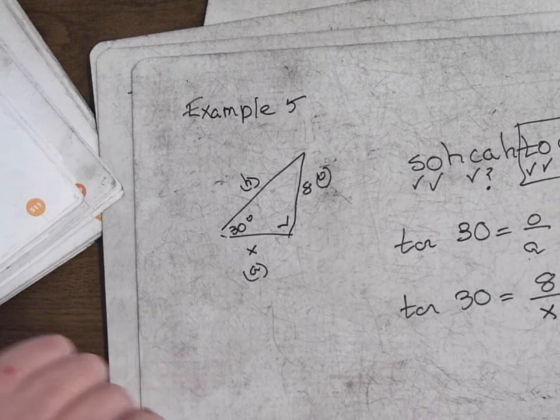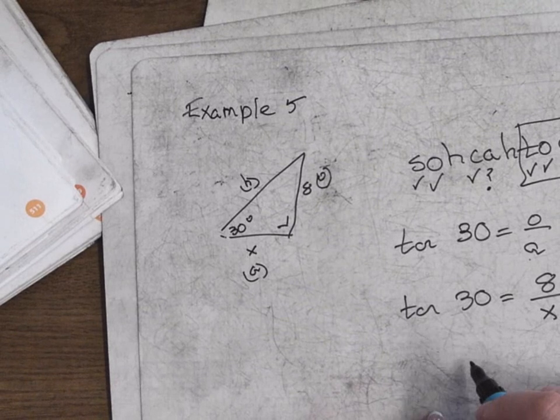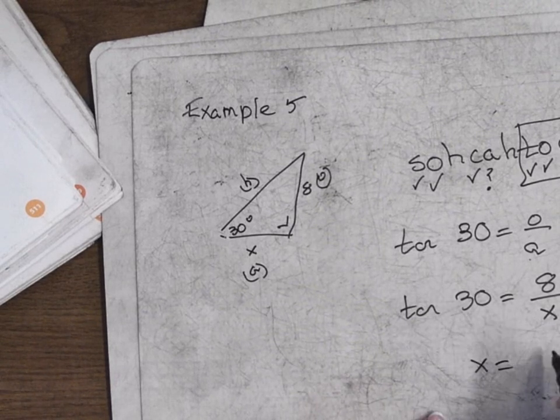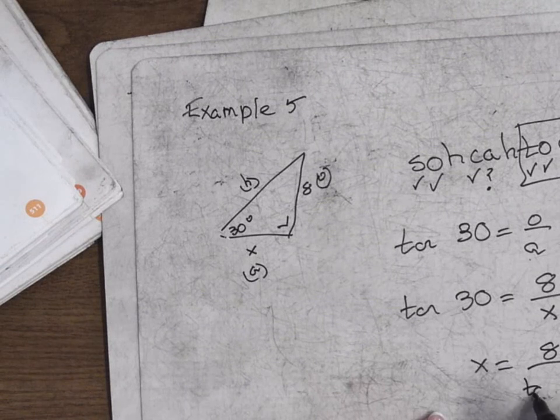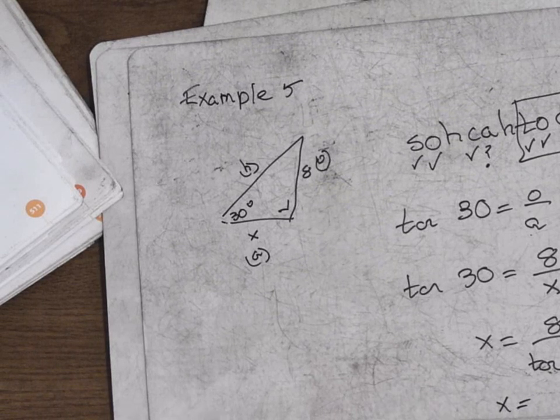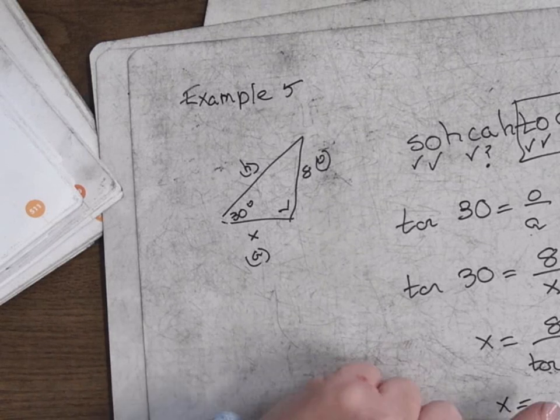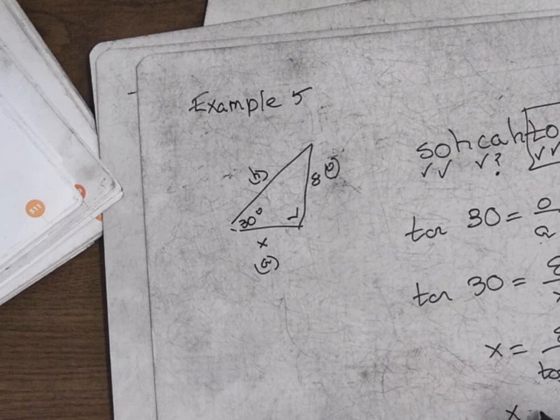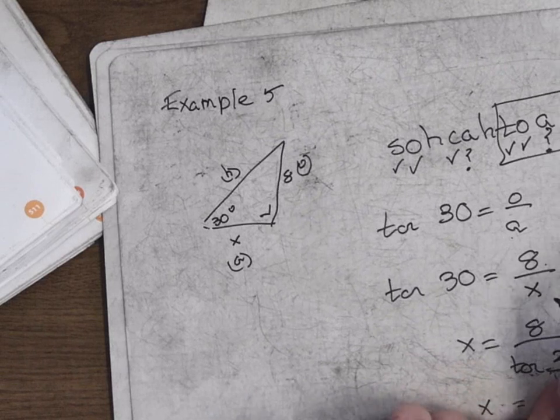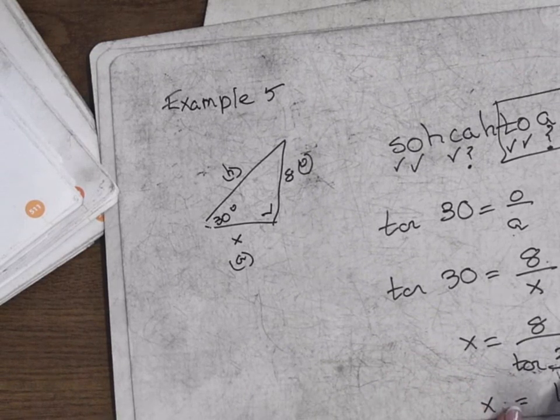When the x is underneath the line, what do I do? Swap them. Okay, so put the x up where the tan 30 is and put the tan 30 where the x is. And into the calculator and we'll round to one place of decimals this time. 13.8. We'll go to one place of decimals this time, I said. If I said to the nearest whole number, you would have got full marks.